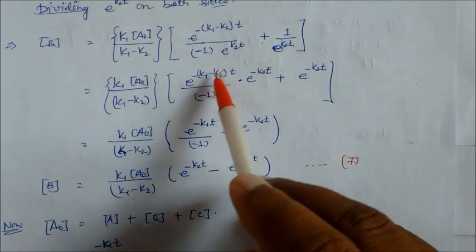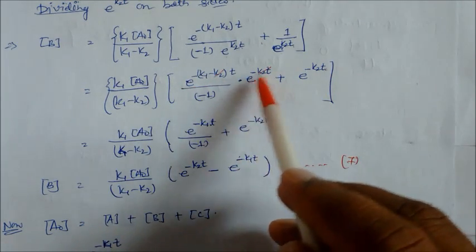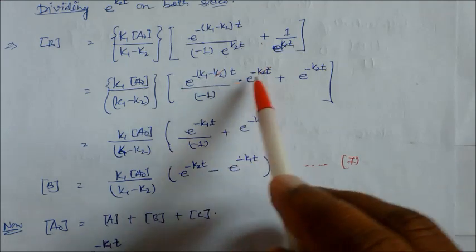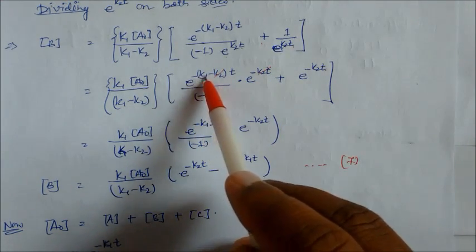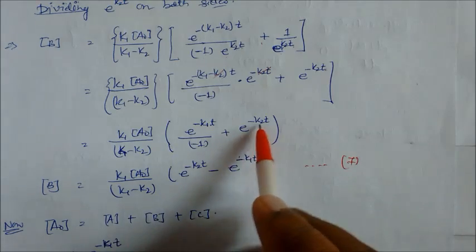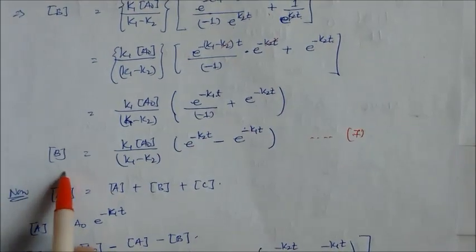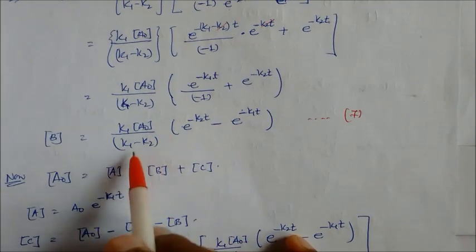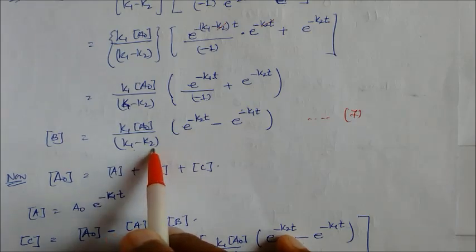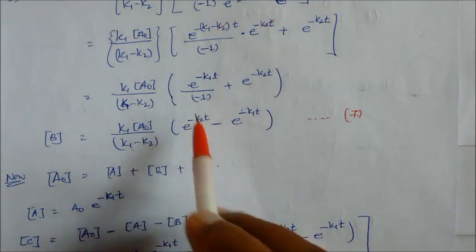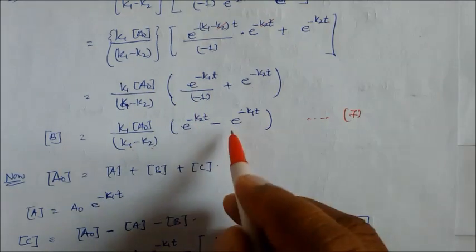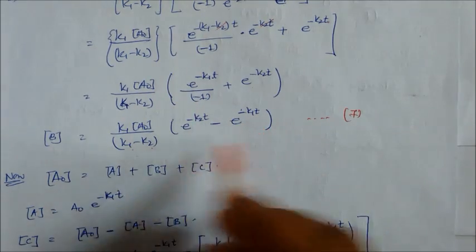So again, cancelling this K2 and this K2. This will cancel each other because this is your plus, this is your minus. So the remaining will be e to the power minus K1 into t plus e to the power of this one value. So now B is equal to K1 into A naught divided by this value K1 minus K2, and this is nothing but e to the power minus K2t minus, because this is your minus, so this will come this side, minus K1 into t. This is your seventh equation.